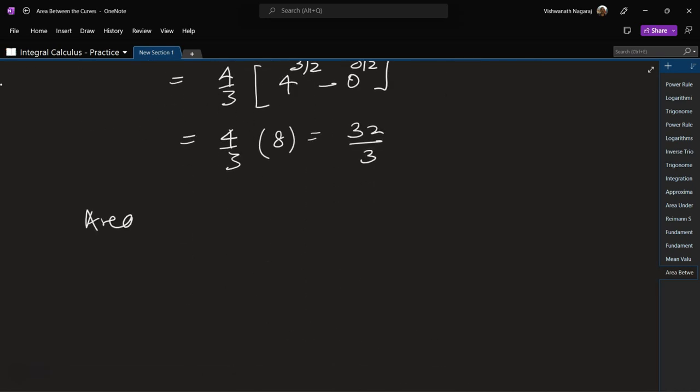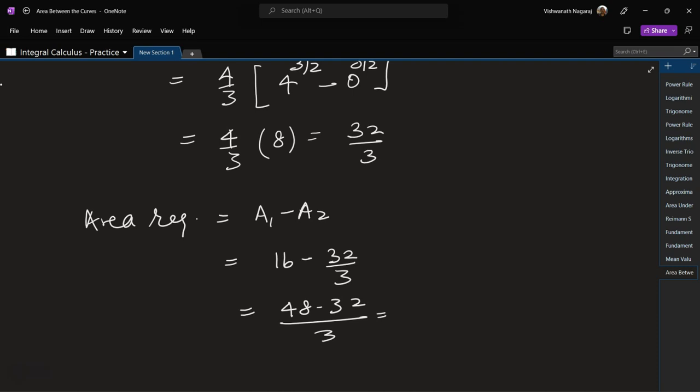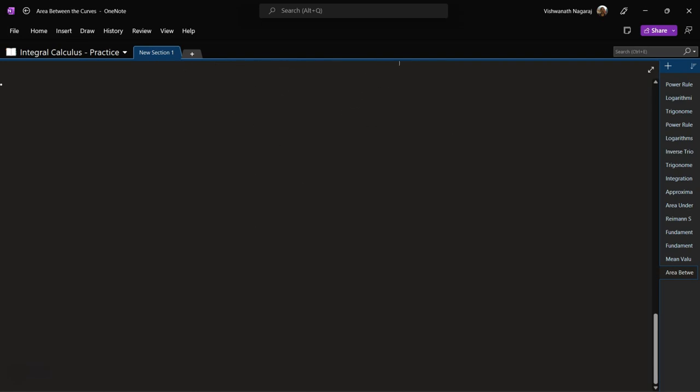So area required is a1 minus a2, which is equal to 16 minus 32 by 3, which gives us 48 minus 32 by 3, which gives us 16 by 3 square units. So that was our first problem. Now let's look at the second problem.